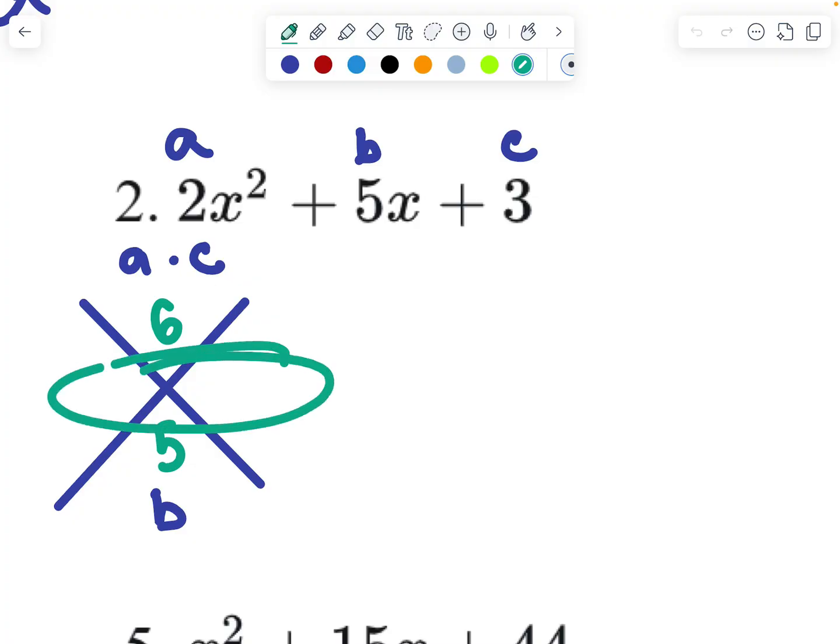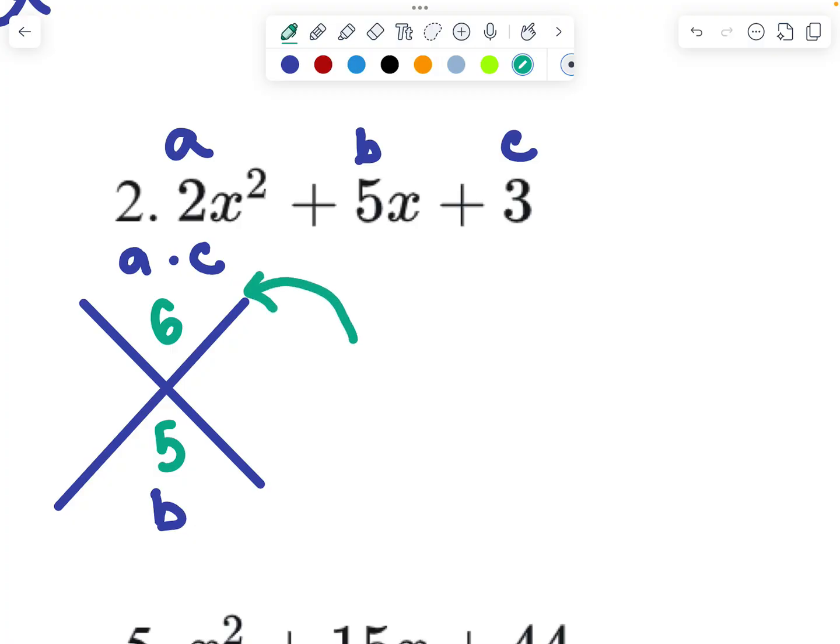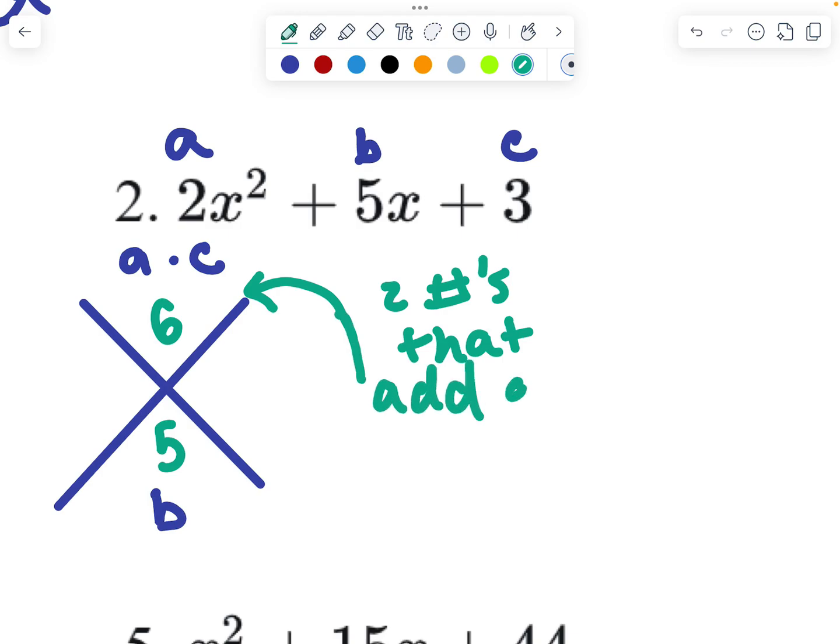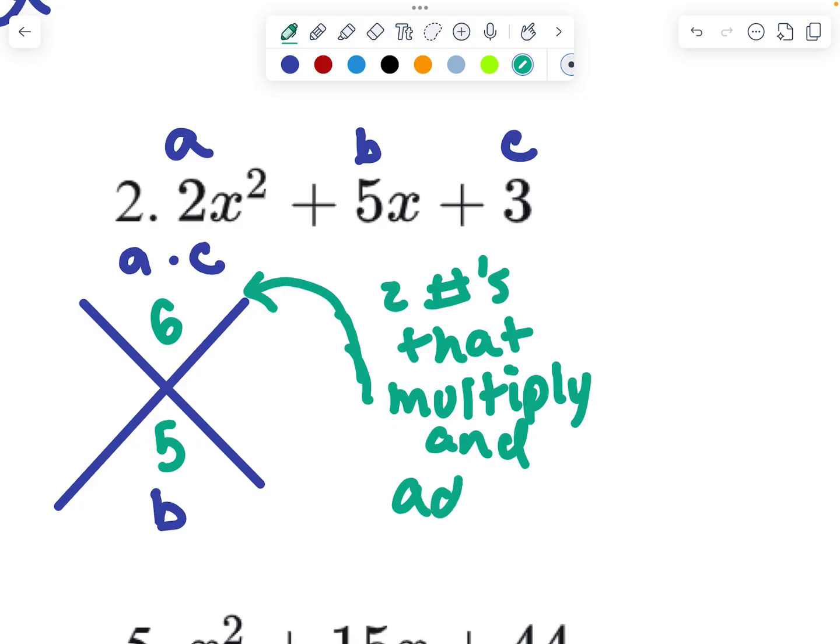Now, the numbers that go in these two spots are going to be two numbers that, oh my gosh, I messed this up, y'all, that multiply to this top number and add to this bottom number, okay? So multiply to 6, add to 5. So two numbers I can think of right now are 3 and 2.